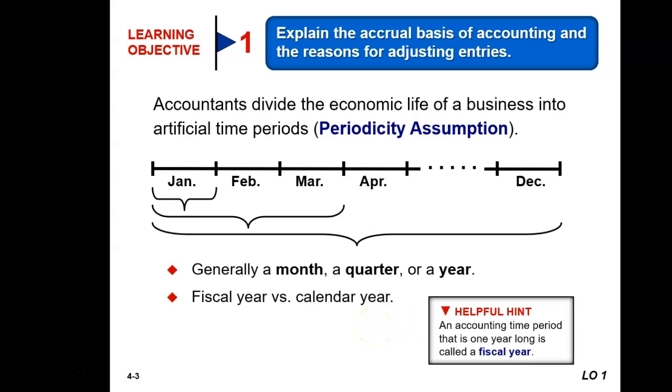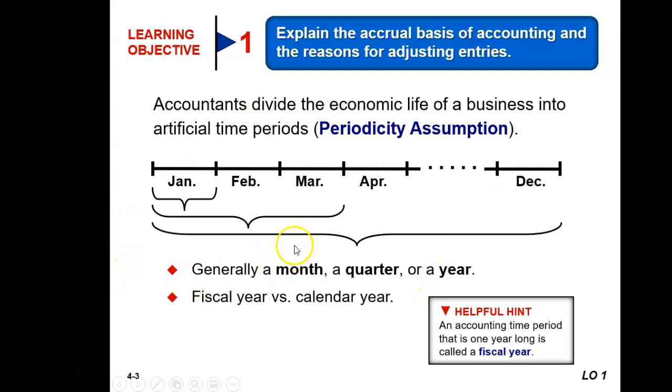First, accounting information is divided into some type of artificial time period. So think about your place of employment. How often are you paid? Are you paid weekly, bi-weekly, semi-monthly, maybe monthly? There's some type of time period used for your pay period. The same is true when it comes to accounting. We take our everyday business transactions and divide them into artificial time periods. That could be a month, that could be a quarter, or it could be a year.